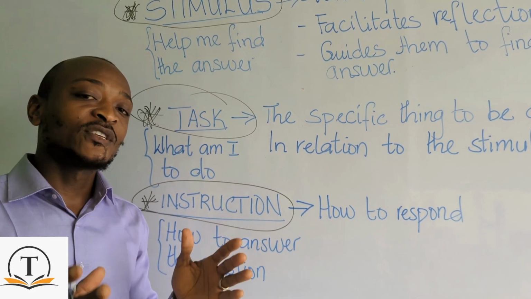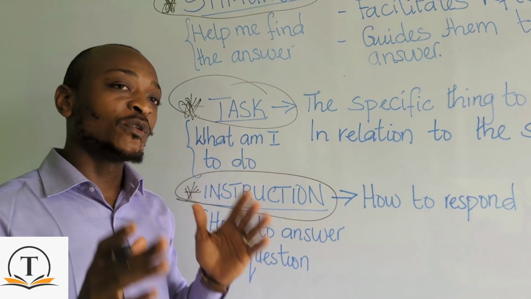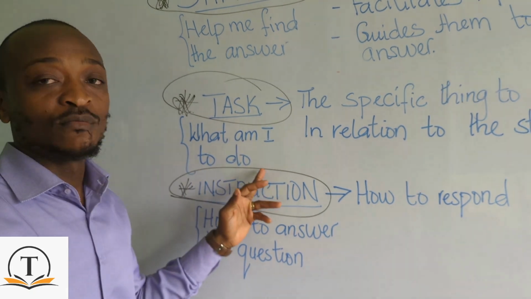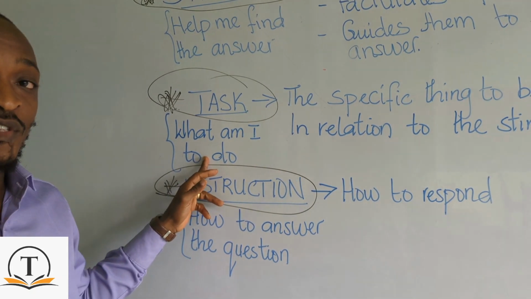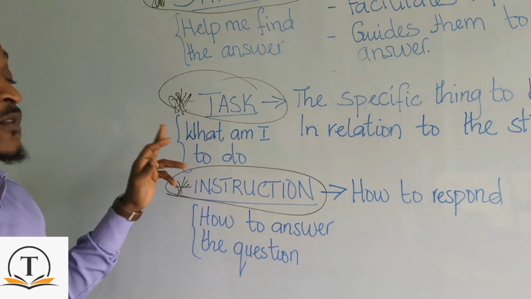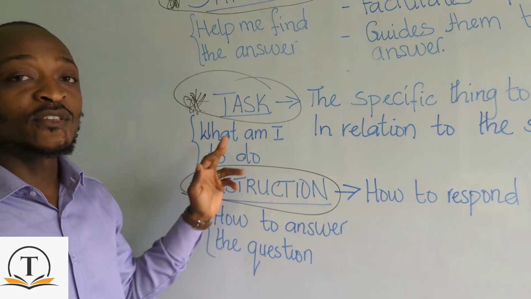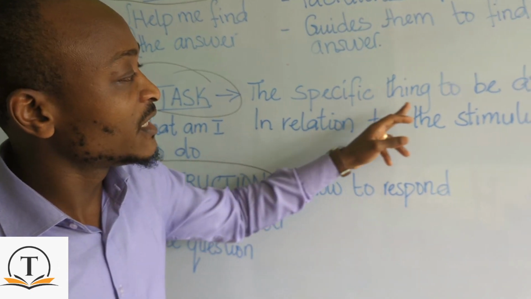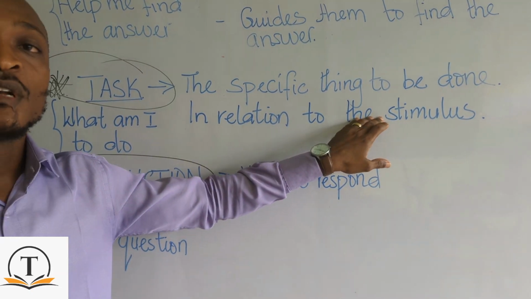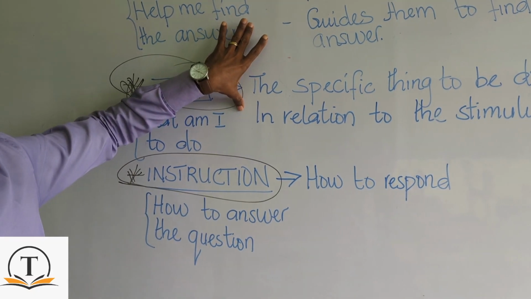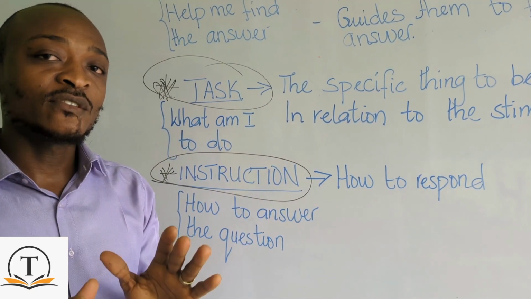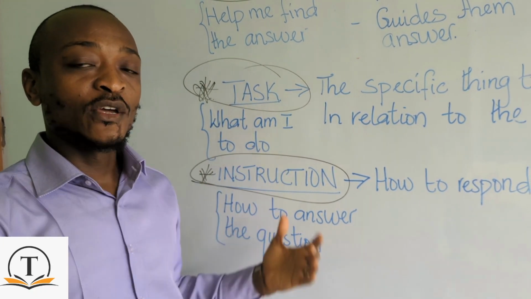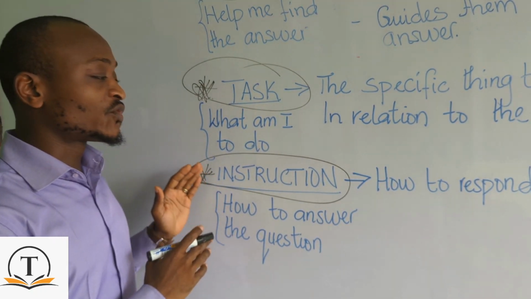The next question we ask ourselves as a teacher about to set examination questions or test questions is, what am I to do? Here is a question that you as a teacher should be preoccupied with, because your learners are obviously going to ask themselves this question: what am I to do? And then we go to what I call the task. The task has to do with the specific thing to be done in relation to the stimulus. It therefore means it ties with the stimulus. And most of the time the instruction and the task are correlated. We are going to see that in the examples I'm going to show you in a couple of minutes. Now, we go straight to the instruction.